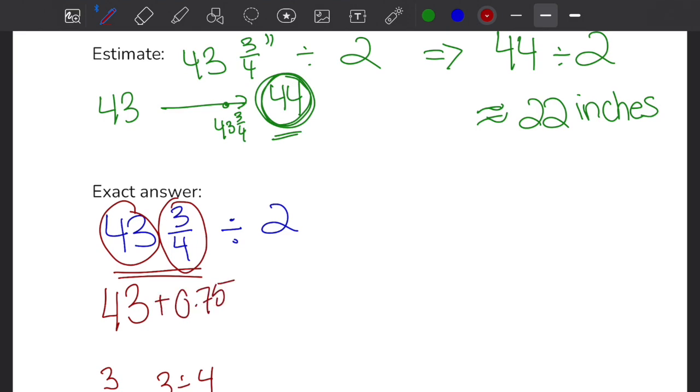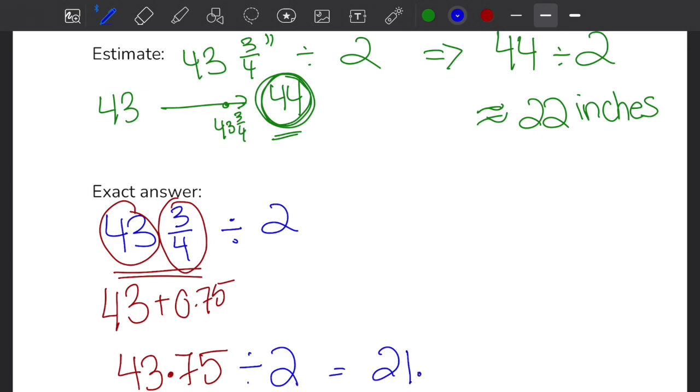And then you add these two together. So 43 and 3/4 is equal to 43.75. And then I take that and divide it by 2. 43.75 divided by 2 is 21.875 inches. Now that's how you would solve this using decimals.